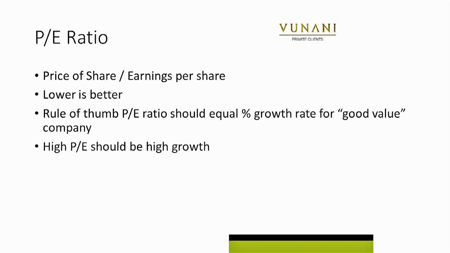Above 15, you're probably getting into the high value. Below 10, you've got to be worried exactly why does this company have such a low PE ratio. Maybe earnings right now are very high, but maybe there's something in the stock price or something in the stock that makes you believe earnings in the future will be much lower.